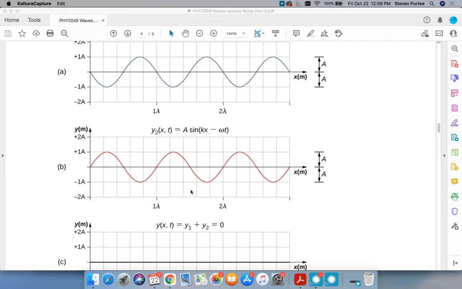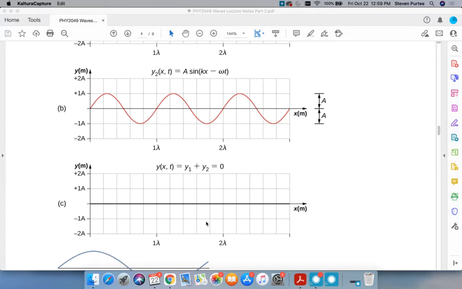Okay, we call this destructive interference. This was perfect destructive interference because they completely canceled. And a lot of times we have some combination of the two. Altogether we just call that interference. Some places will combine together to get bigger, other places will combine together to cancel out and get smaller.